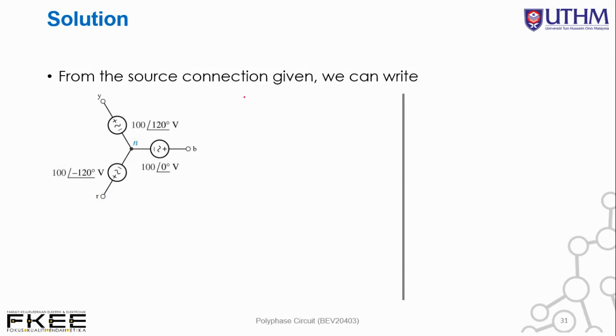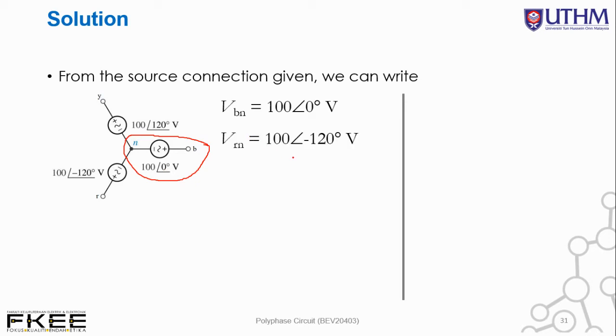So from the source connection given, we can simply write that VBN equals 100 at 0 degrees, here over here. For the first phase, the magnitude is 100 and the angle is 0 degrees. And then the second one, VRN, is equal to 100 at minus 120 degrees, so the second one is over here. And then the third one, VYN, is for the third phase, with 120 degrees.